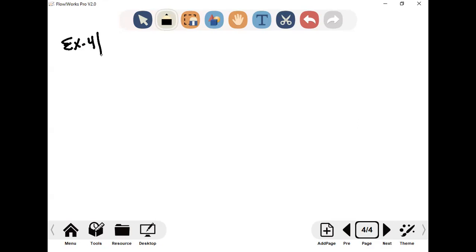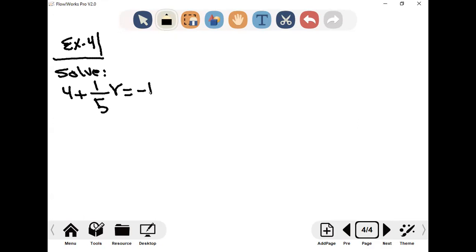Example 4 on page 292 also. Solve 4 plus 1 over 5 r equals -1.